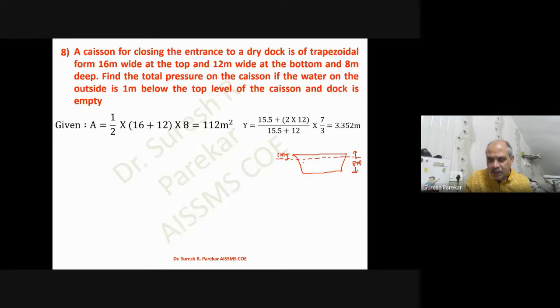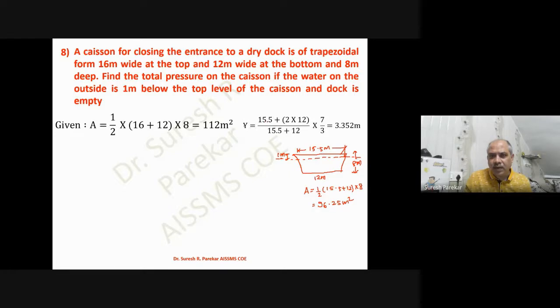Therefore, if we calculate this height, which is at 1 meter below, then we will get this as 15.5 meters, because we have this given as 12 meter. And therefore, the area we have to consider is 1 half into 15.5 plus 12 into 8, and then this comes 96.25.